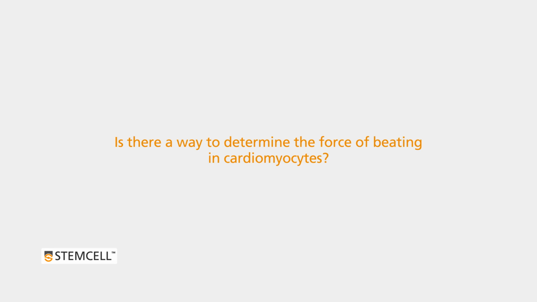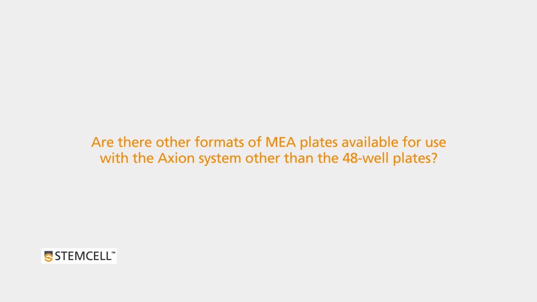I think this is a great question for Stacie. You talked about the 48 well MEA plates. Are there other formats of plates available for use with the Axion system? Yes, there are. We also have 12 well plates and 96 well plates. Each plate has 768 electrodes total, and those electrodes are divided amongst the wells accordingly. For example, a 12 well plate has 64 electrodes in each well, the 48 well plates that we used here have 16 electrodes in each well, while the 96 well plates have 8 electrodes in each well. Great, thanks very much, Stacie.